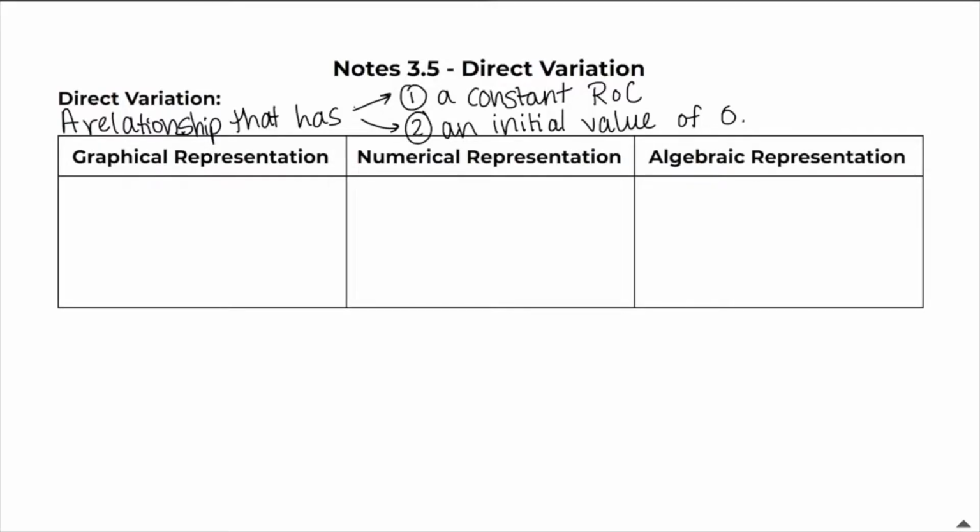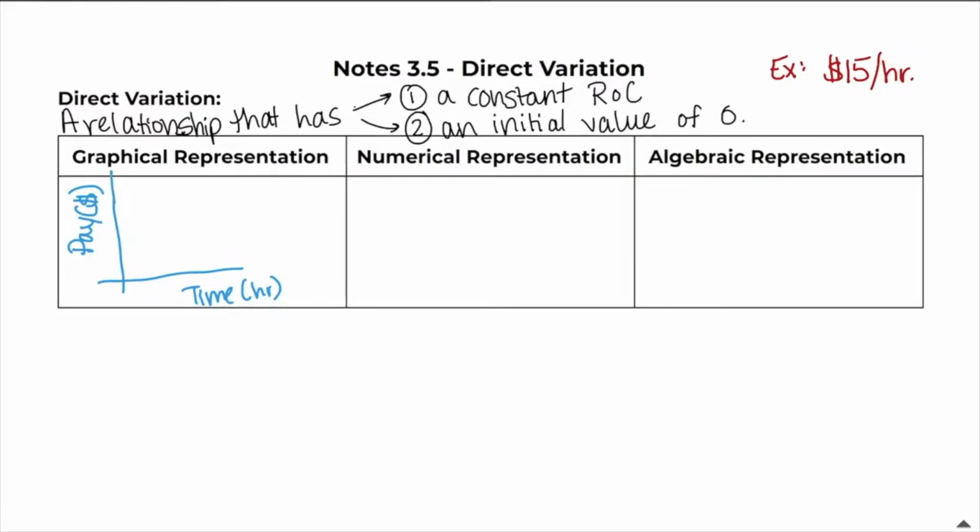So first of all, let me give you an example of something that would be a direct variation. An example would be you are paid $15 per hour. So your graphical representation would look as follows. We would put time on the x-axis because time is the independent variable. We would put pay on the y-axis because your pay depends on how many hours you work. And if you don't work, you don't make any money, right?